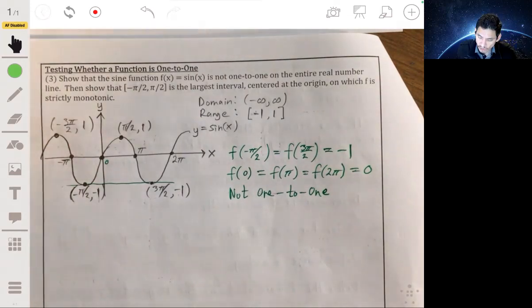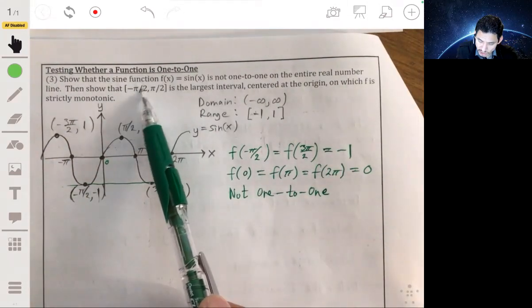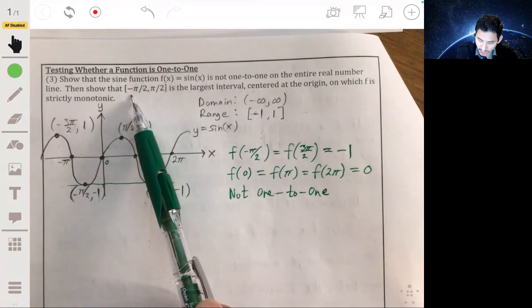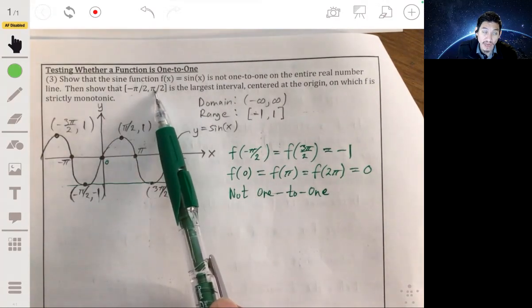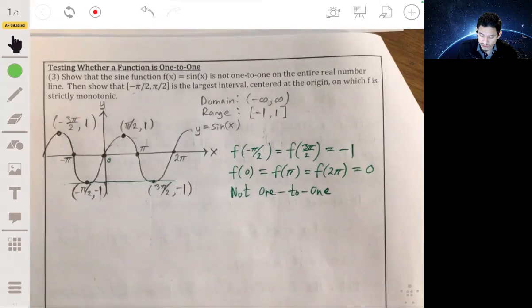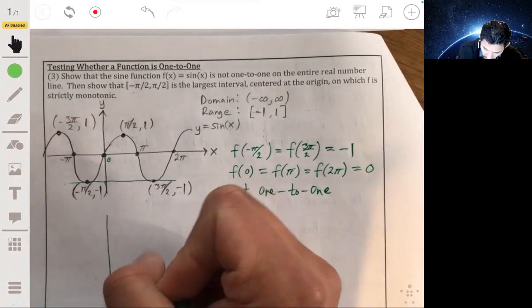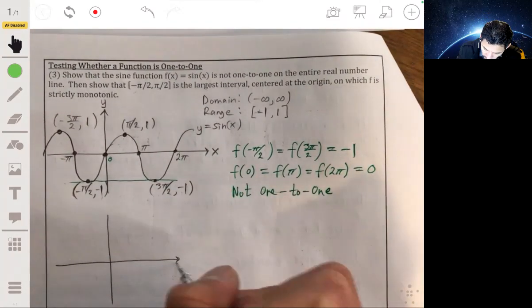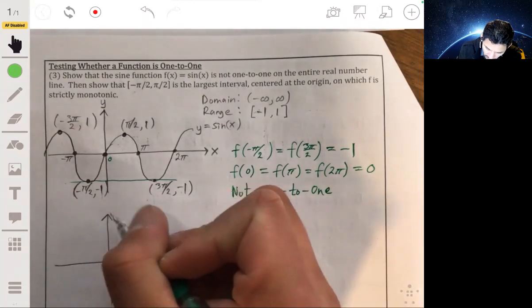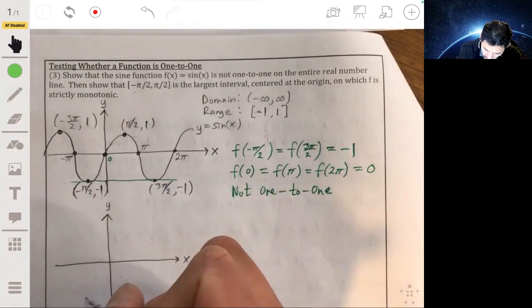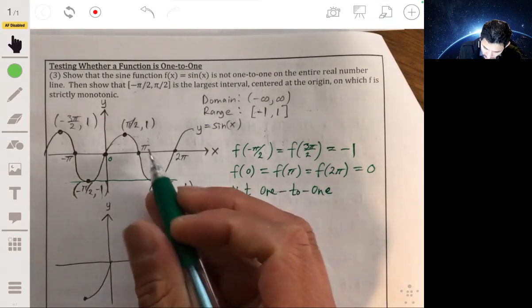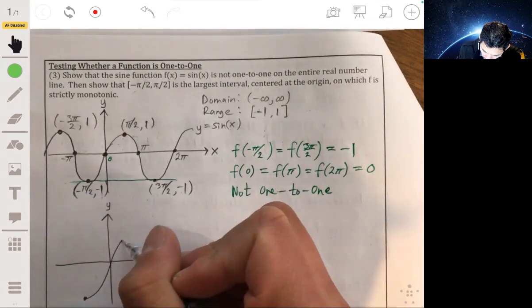So if we restrict the domain to negative pi over 2 to pi over 2, let's draw a sketch over here, right below. If we go only from negative pi over 2 to pi over 2, we would be down here, and the pi over 2 up there.